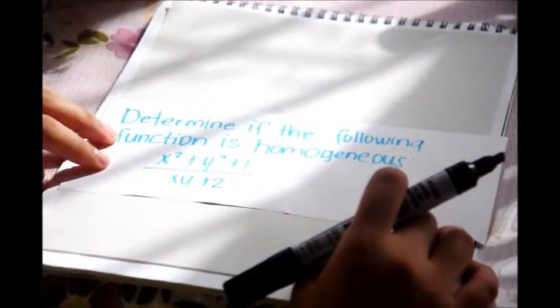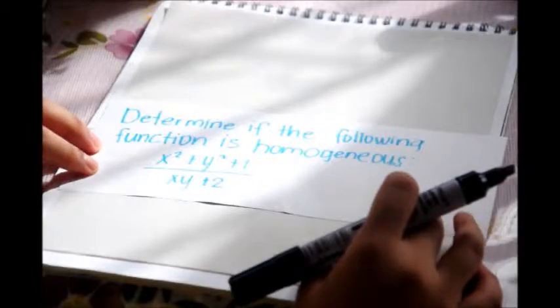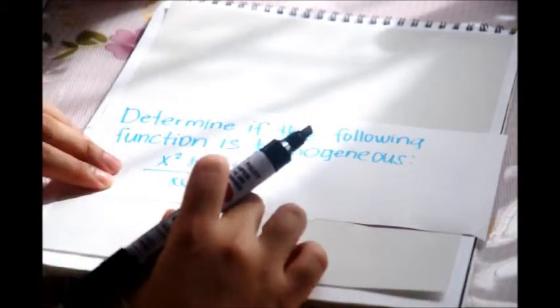Now this is the second question. Determine if the following function is homogeneous. So this is the expression x squared plus y squared plus 1 all over xy plus 2. So first, let's write the expression: x squared plus y squared plus 1 over xy plus 2.